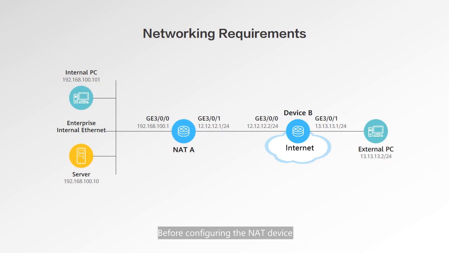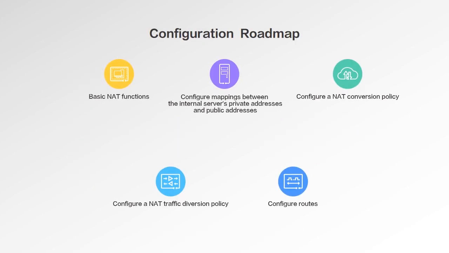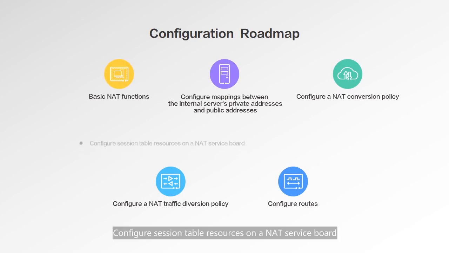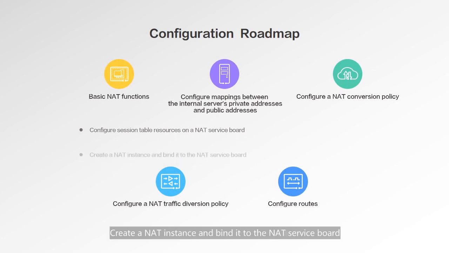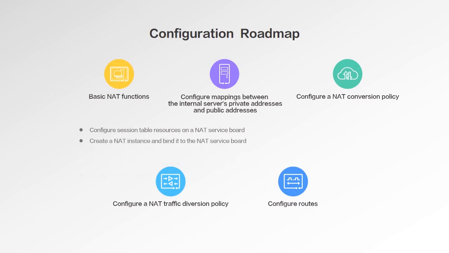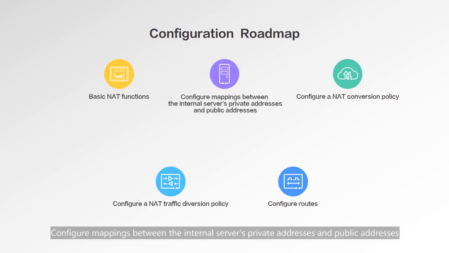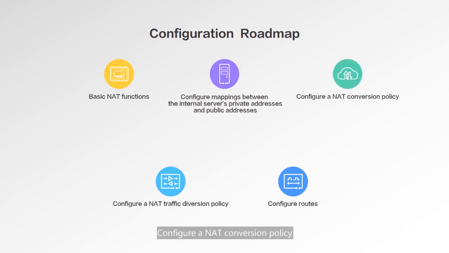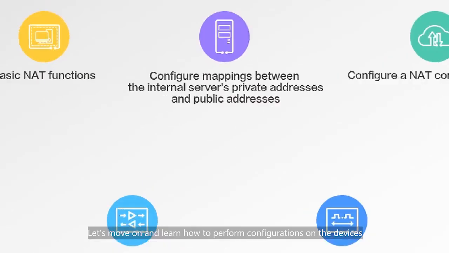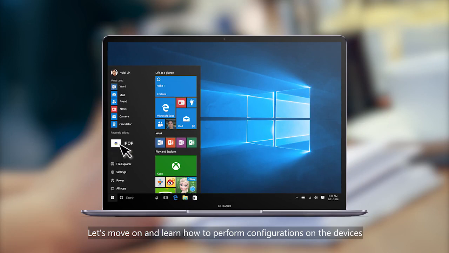Before configuring the NAT device, let's look at the configuration roadmap. Step 1. Configure basic NAT functions, specifically, configure session table resources on a NAT service board. Create a NAT instance and bind it to the NAT service board. Configure a NAT address pool. Step 2. Configure mappings between the internal server's private addresses and public addresses. Step 3. Configure a NAT conversion policy. Step 4. Configure a NAT traffic diversion policy. Step 5. Configure routes to allow devices to communicate with each other. Let's move on and learn how to perform configurations on the devices.